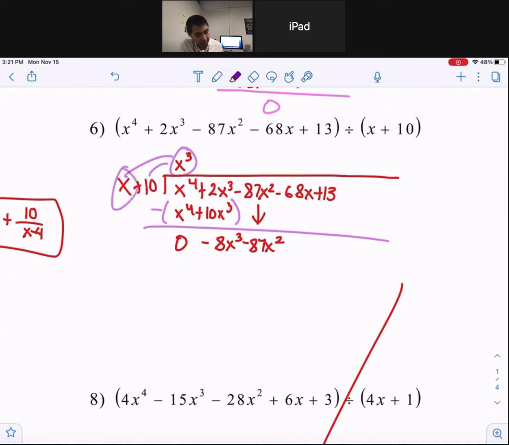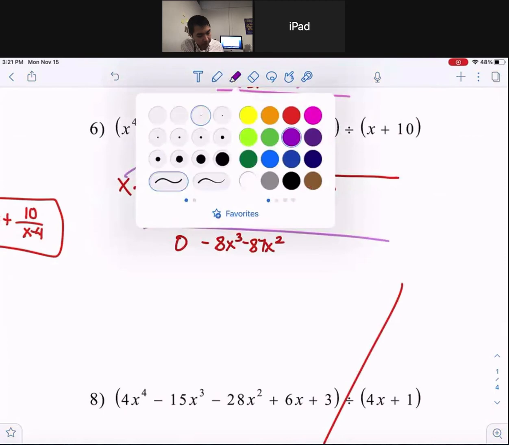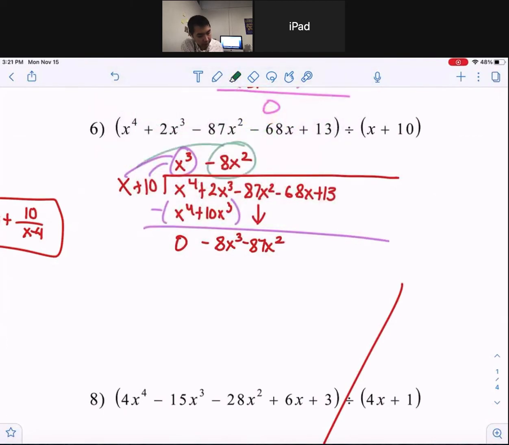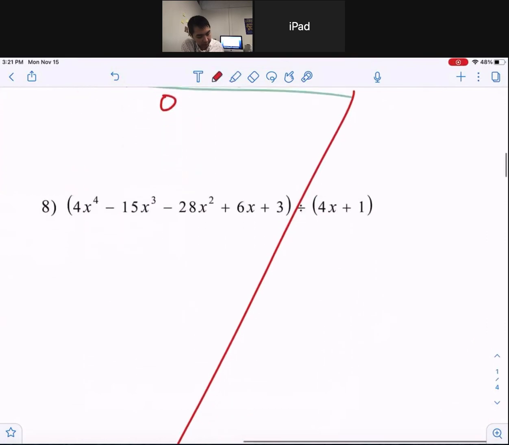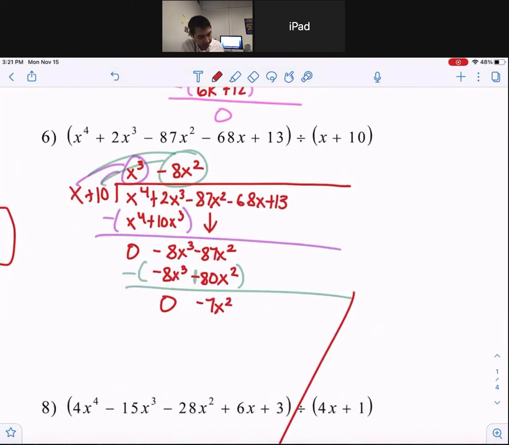Okay, what times x will give you guys negative 8x to the third? That would be x times negative 8x squared. So negative 8x squared, and you guys distribute it to there, so we get negative 8x to the third. Negative 8 times 10, you guys, is negative 80x to the second. And then subtract. So this, you guys, will be 0. Now remember, if you guys multiply by negative, all the signs on the inside change. So that's really going to be 80. So negative 87 plus 80 is negative 7x to the second. And then drop the negative 68x down.